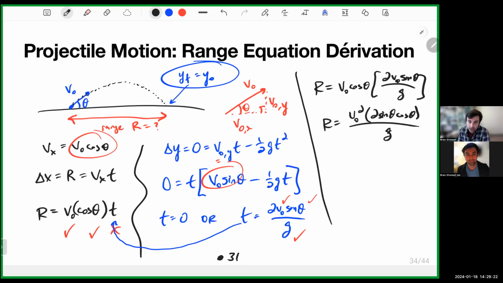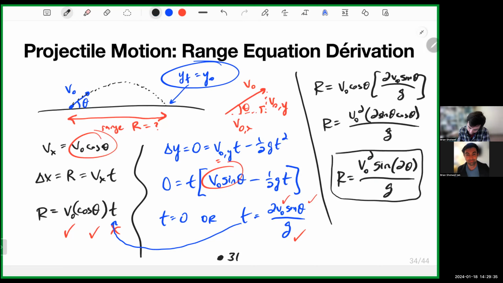But there is a trig identity that says 2 cosine theta sine theta is sine of 2 theta. So this is most often represented this way. R is equal to this formula right here. So this is called the range equation. Derivation. For some reason, it became French or something. I guess if it was Spanish, it would be derivation.